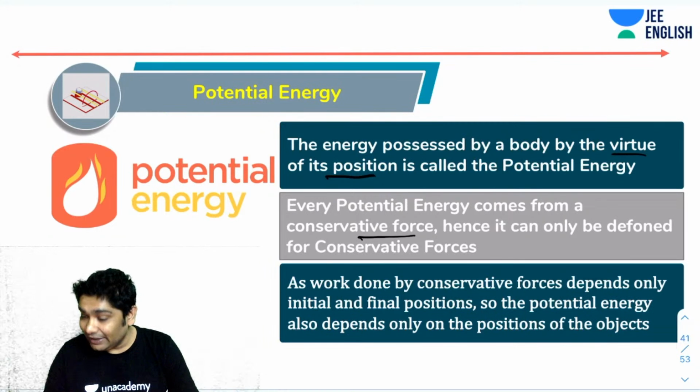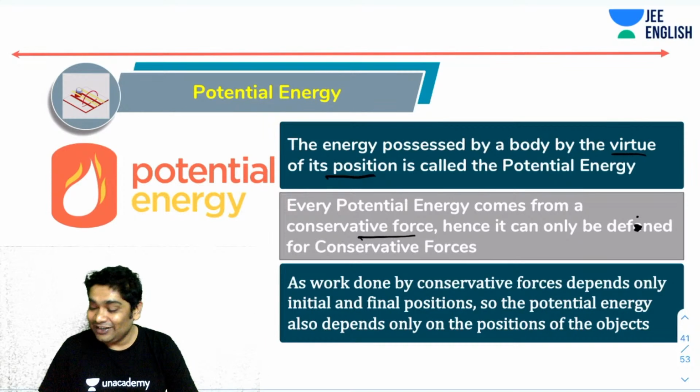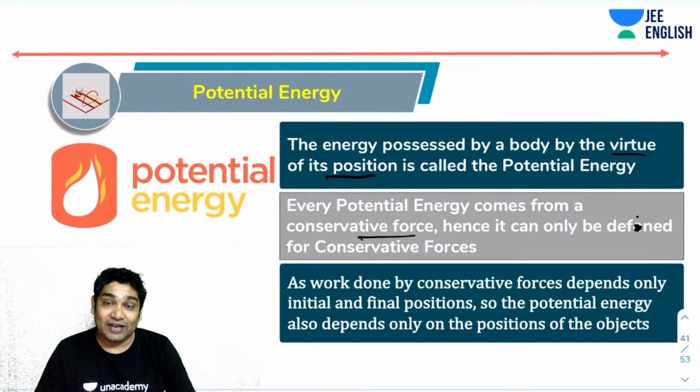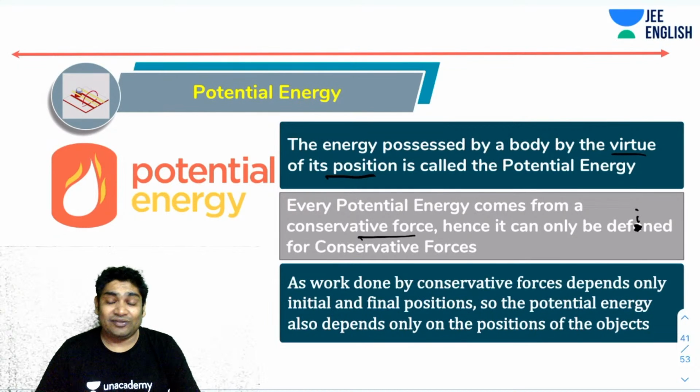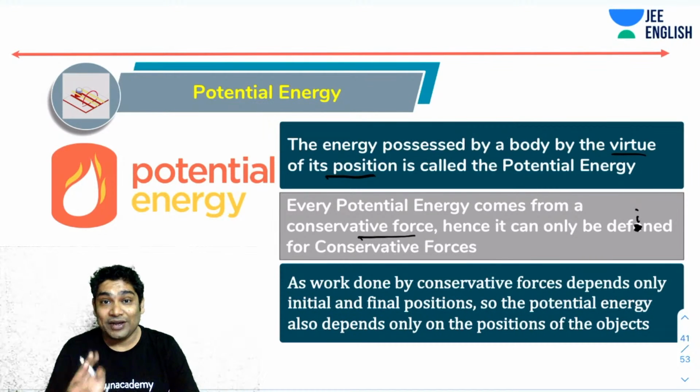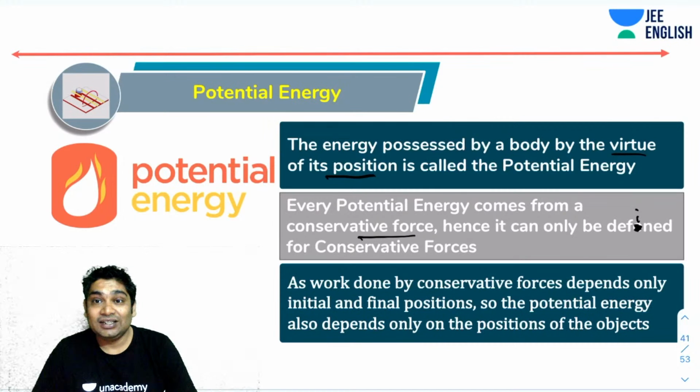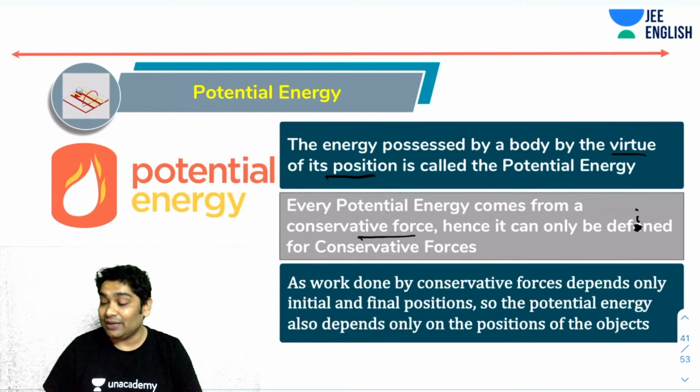Hence, it can only be defined for conservative forces. So whenever you define potential energies, you always do that for a particular conservative force. If you have three conservative forces acting on a system, then you will define three kinds of potential energies, one for every conservative force. Now, as work done by conservative forces depends only on the initial and final positions, the potential energy also depends on the positions of the object. This is what I was trying to say.